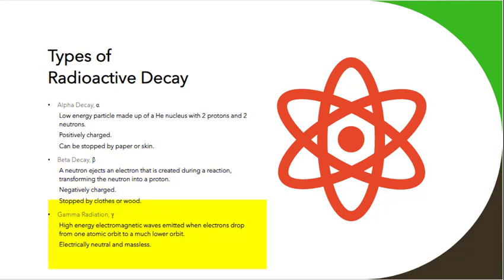Next is gamma radiation, and that's a high energy electromagnetic wave, and it's caused when electrons drop from one energy level to another, and it's an electrically neutral, massless energy because it is an electromagnetic wave.